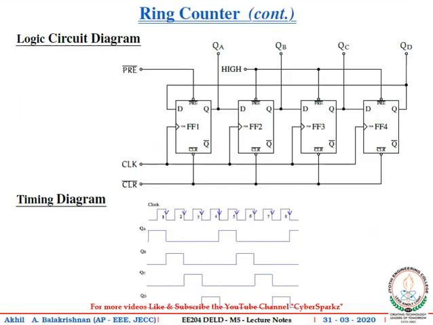Now drawing the timing diagram, initially the flip-flop outputs are set to a desired value, that is 1000. At the end of the first clock pulse, the counter output changes to 0100. On the second clock pulse, the output changes to 0010. And on the third clock pulse, the output changes to 0001. And at the end of the fourth clock pulse, the output returns back to its initial state, that is 1000.